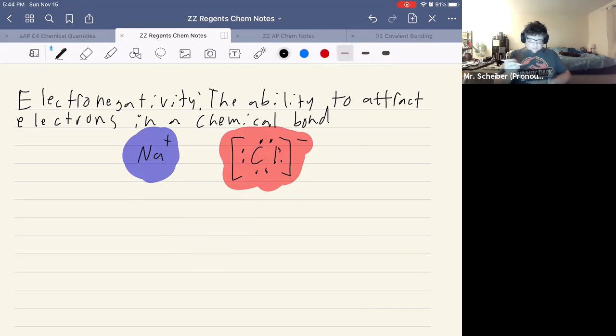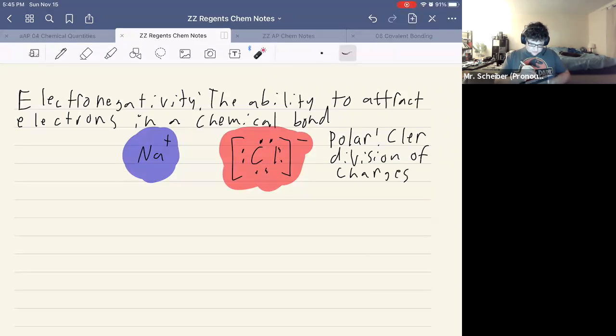And what we can say is that we know there's an attraction within this bond. We can call this whole thing, this ionic compound, an example of something that is polar, where there is a clear division of charges. Super obvious. Here's all of the negative. Here is all of the positive.